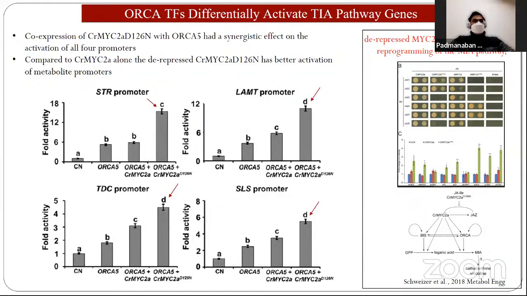So they mutated this ARCA3 derepression domain and then checked whether they could activate or not. Together with ARCA5 and CrMYC2A, which is upstream of jasmonic acid signaling, they can bind to the activity of this LAMP promoter, and they enhance the production of catharanthine. This is how they found the final mechanism.